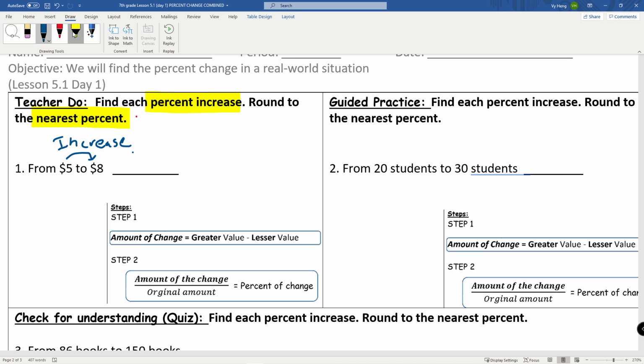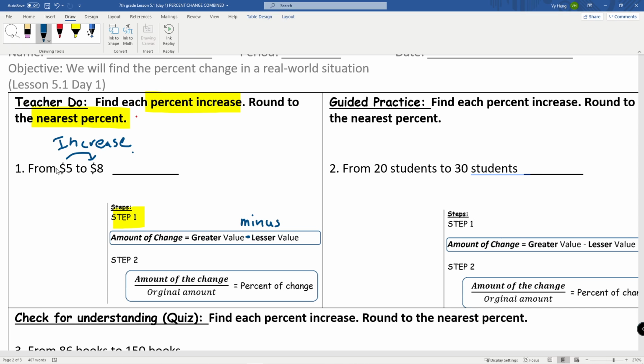Now, the first step we have to take here to solve the actual problem to find the percent increase is we need to find the amount of change. That's the first step we have to do. So it says right here, the greater value minus, that little dash right there between the less and greater value, that's minus. In other words, you got to find the difference between the greater and the lesser value.